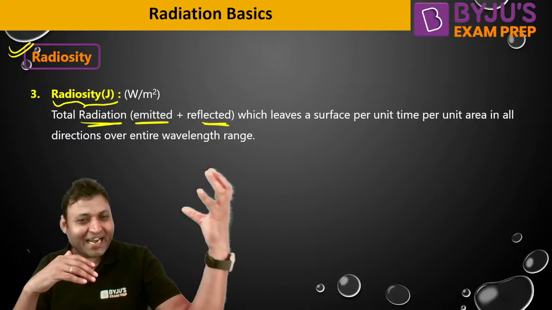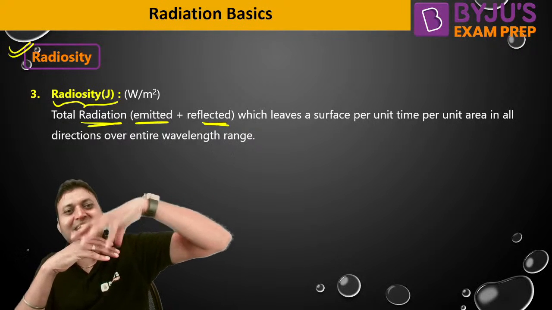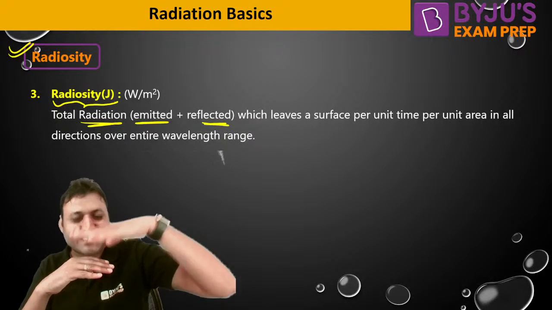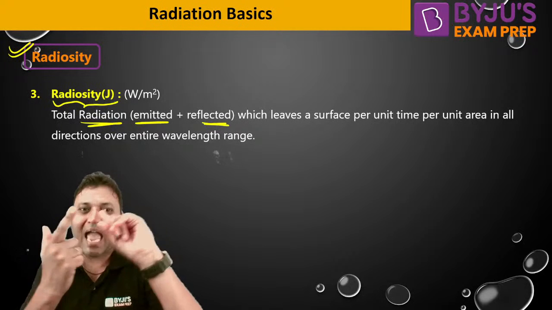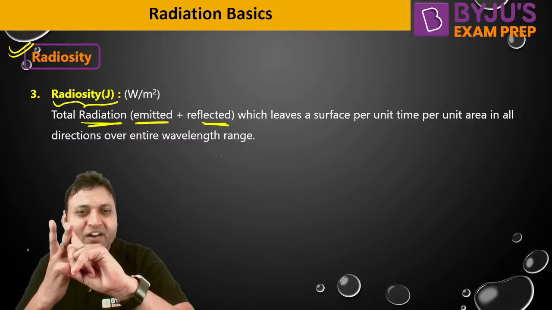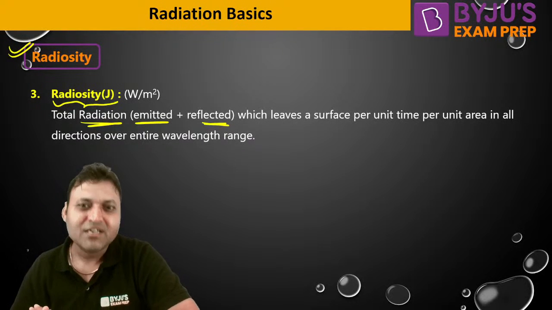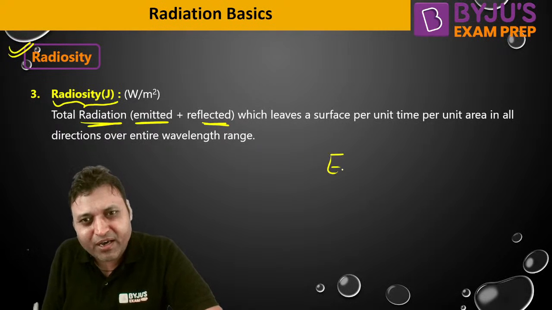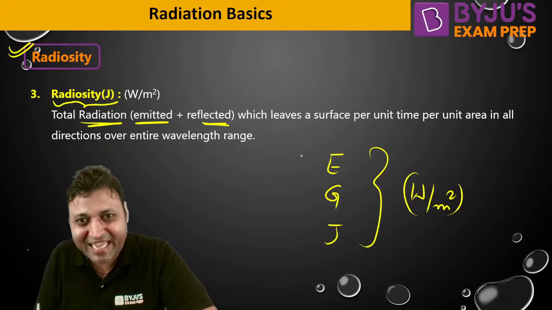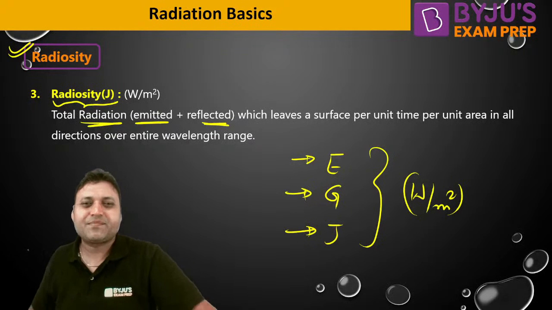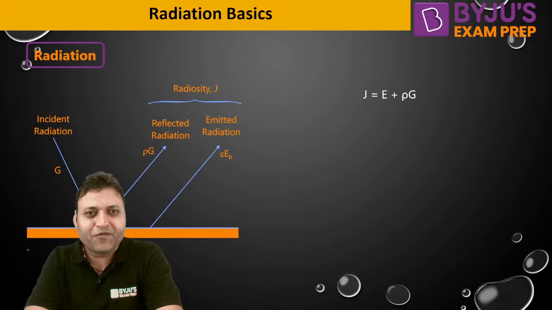For example, if radiation is incident on a surface, part of that radiation is absorbed by the surface, part is transmitted by the surface, and there is a portion which is reflected by the surface. So the total radiation which is leaving a particular surface, which involves the emitted radiation as well as the reflected radiation combined together, becomes the radiosity of that surface. For all the three terms, emissive power, insolation and radiosity, the unit is watt per meter square, but they have different significance. Is this clear?